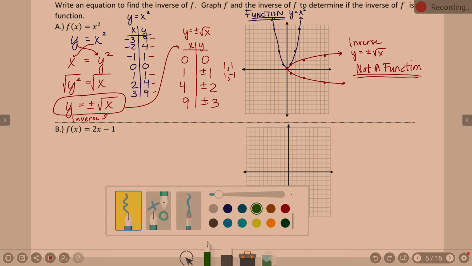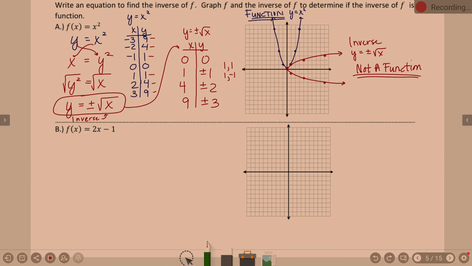Now, one more thing before I move on to the next one. Up right above this, it's on my previous screen. It said all functions and their inverses will reflect across the line y equals x, right? The line y equals x is the line that goes through 0, 0, 1, 1, 2, 2, 3, 3, 4, 4, 5, 5, 6, 6, all the way up to 10, 10, and it also goes down here, right?